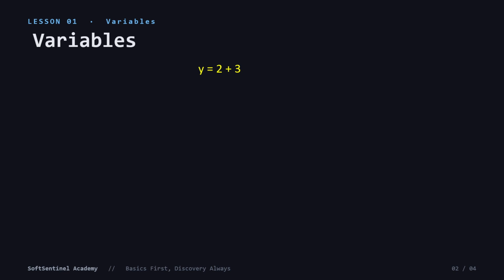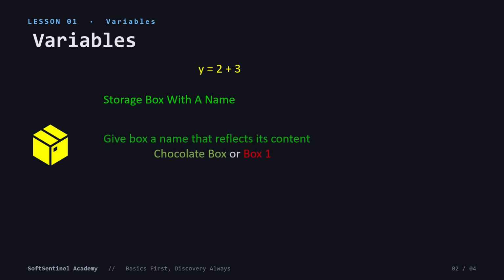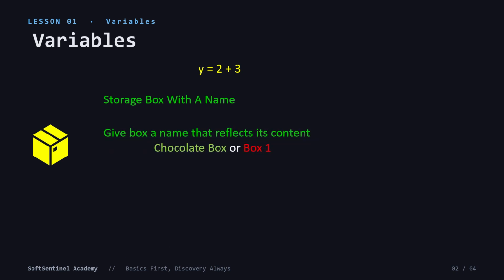So what's a variable? In the last chapter, I wrote a line of code where I said y is equal to 2 plus 3, and I said I'll explain y later. So now it's time that we explain what y is. y is a variable. Think of the variable as a storage box that has been given a name. Why do we give names, and what kind of names do we give here?